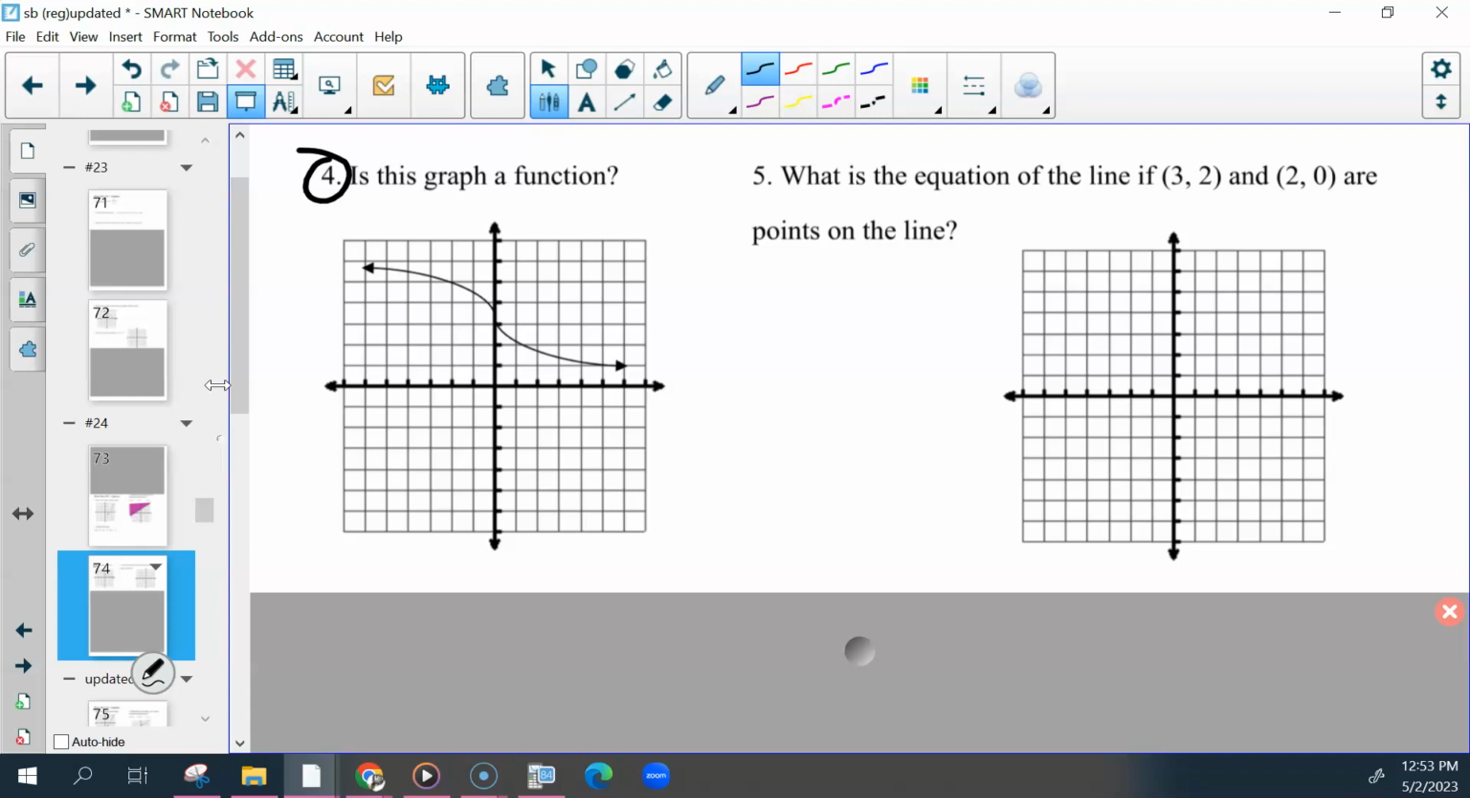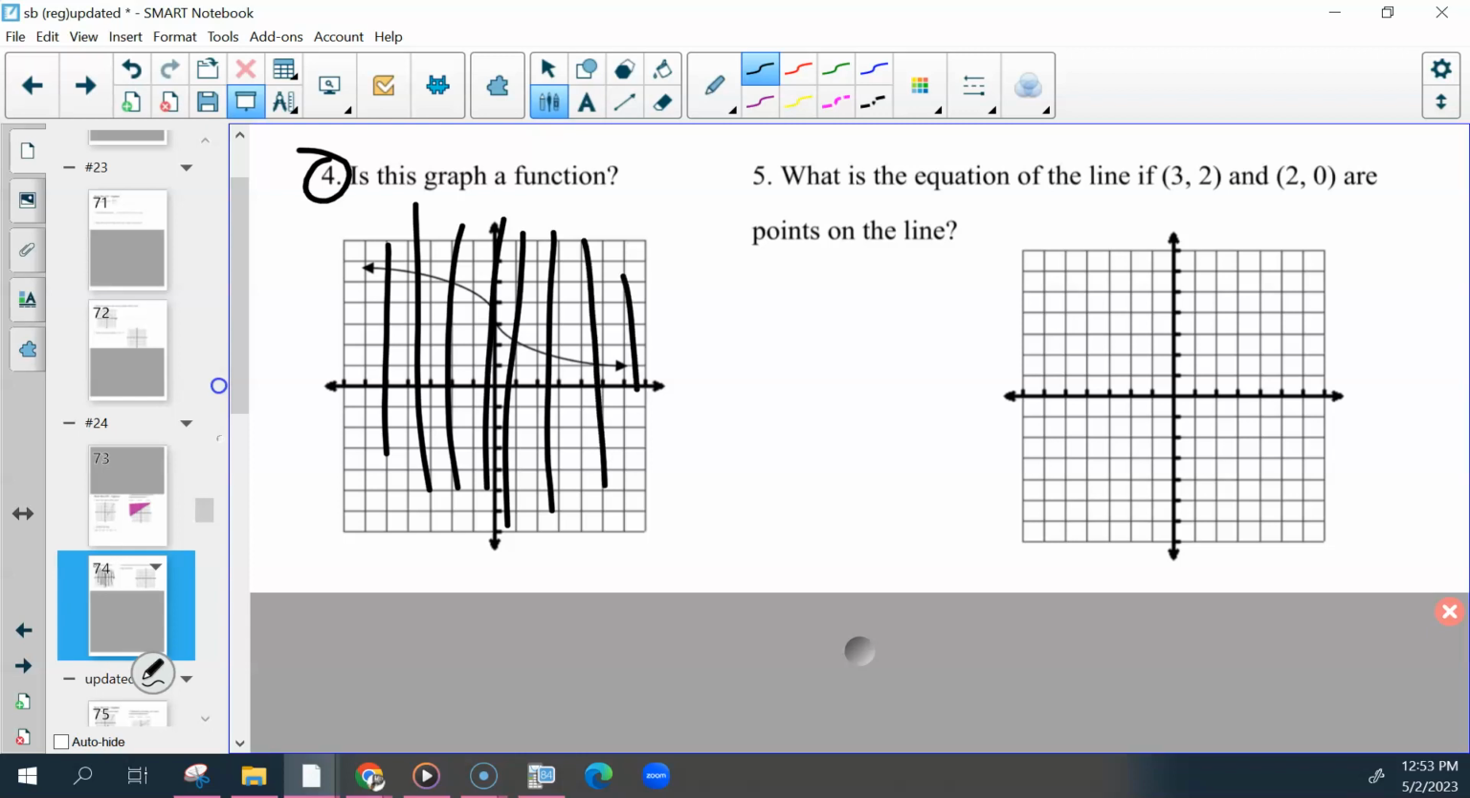It's asking, is this a function? So you can use the vertical line test. Draw in lines, vertical lines. If any of these vertical lines touch your function at more than one place, it's not a function, but that's not the case here. It is a function because that doesn't happen.